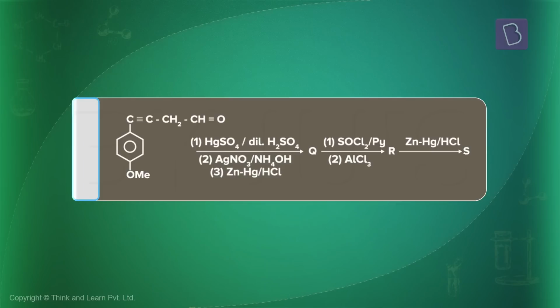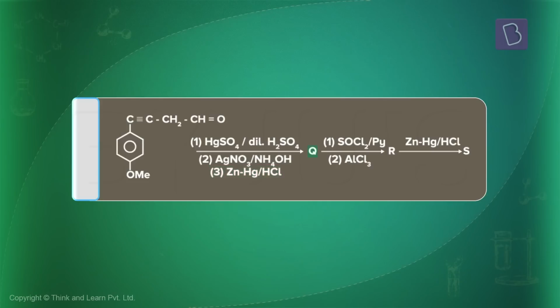Be careful about that. So you have a benzene ring connected to MeO there, and then there's a triple bond, and then there's an aldehyde again, which is CHO. Now, first step is you have Hg2+ reacting with dilute H2SO4. Then this is reacted with AgNO3, NH4OH, and then the famous Zn-Hg, conc. HCl, which is the Clemmensen reduction. Yeah, you need to know this.